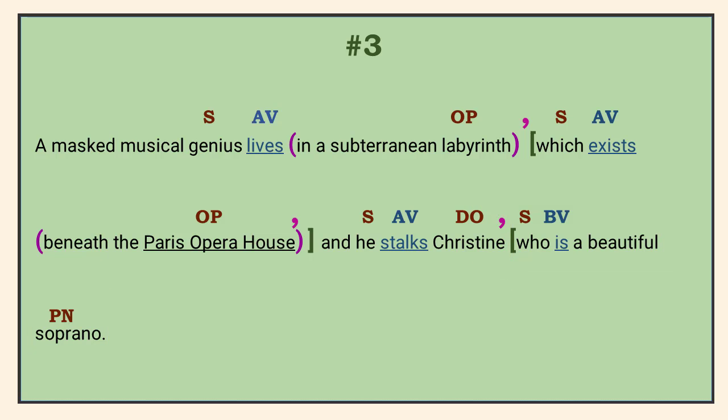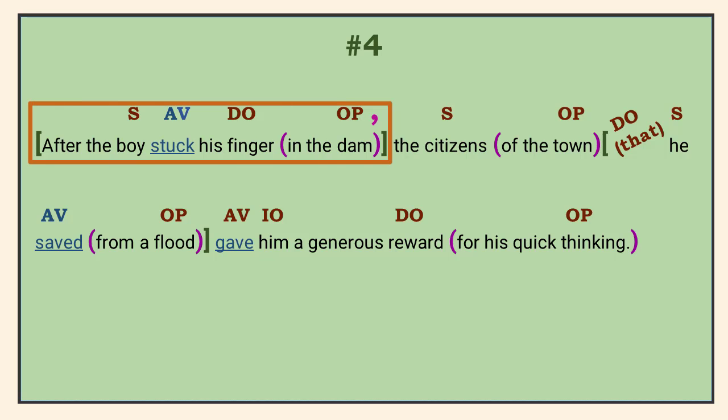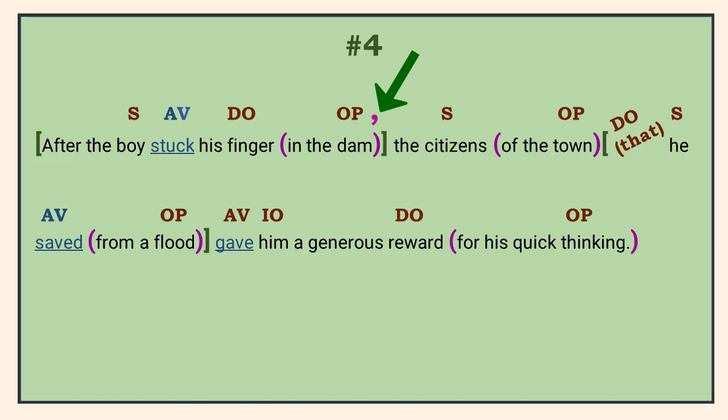If the writer wanted to emphasize these facts as the motivation for stalking, they would use a subordinating conjunction such as because instead to create a stronger relationship between the two ideas. Number 4. The sentence begins with a dependent clause that tells why they gave the reward. Use a comma for this opening adverbial clause.